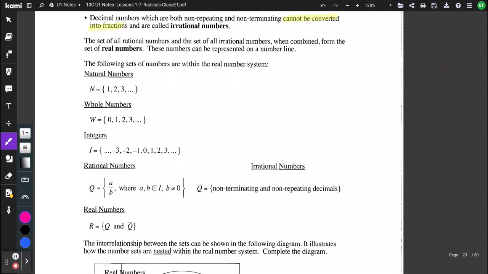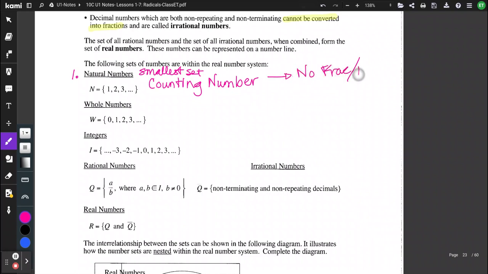So let's talk about our smallest set. This is number 1. This is our smallest set, the smallest set of numbers. It's also known as our counting numbers. We don't start counting at 0. We start counting at 1. So these are our whole numbers. There are no fractions, no decimals, no negatives. So in this system, no fractions, no decimals, and no negatives.